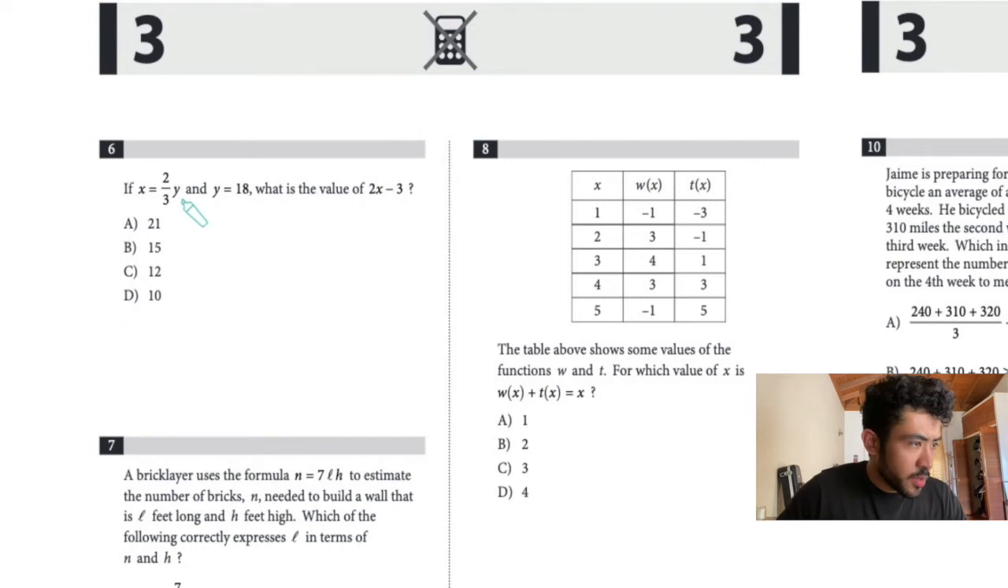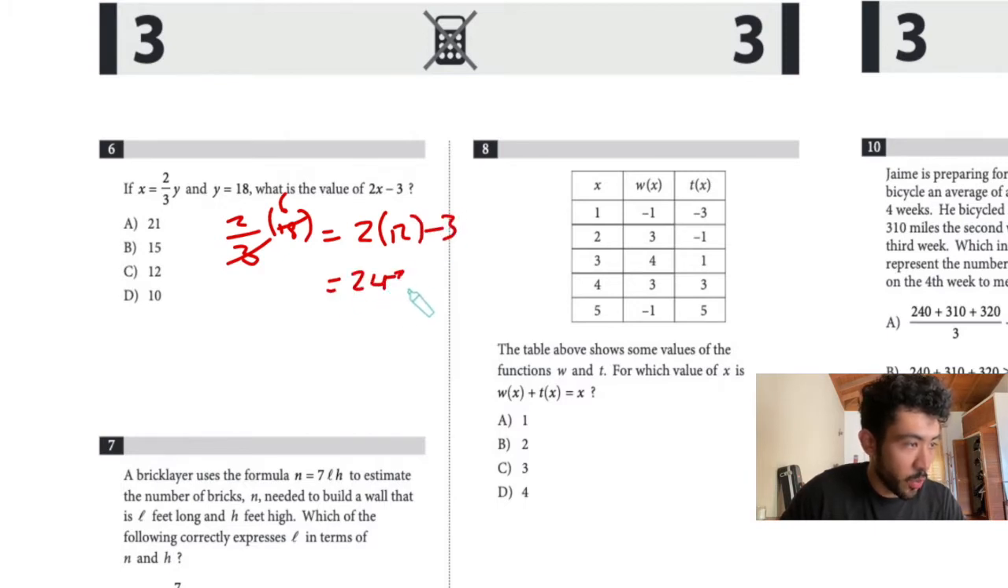If x is 2/3y and y is 18, then that means that it's 2/3 times 18. 3 into 18 goes 6 times. 6 times 2 is 12. Then what is 2 times 12 minus 3? 24 minus 3 is 21. The answer should be A.